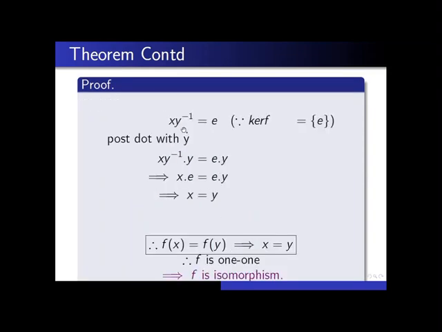So what is kernel f here? Kernel f is E. So x y inverse belongs to kernel f. But what is in kernel f? Only one element is there, so that element is equal to E.